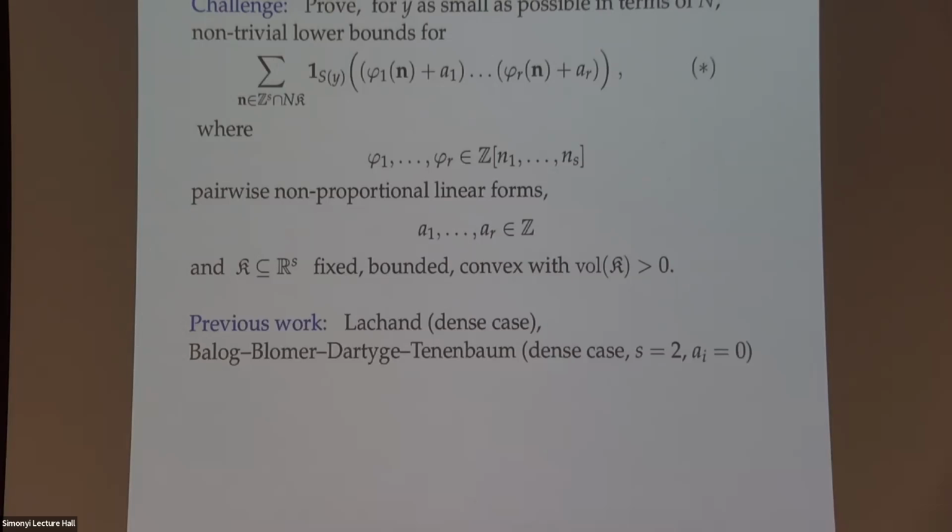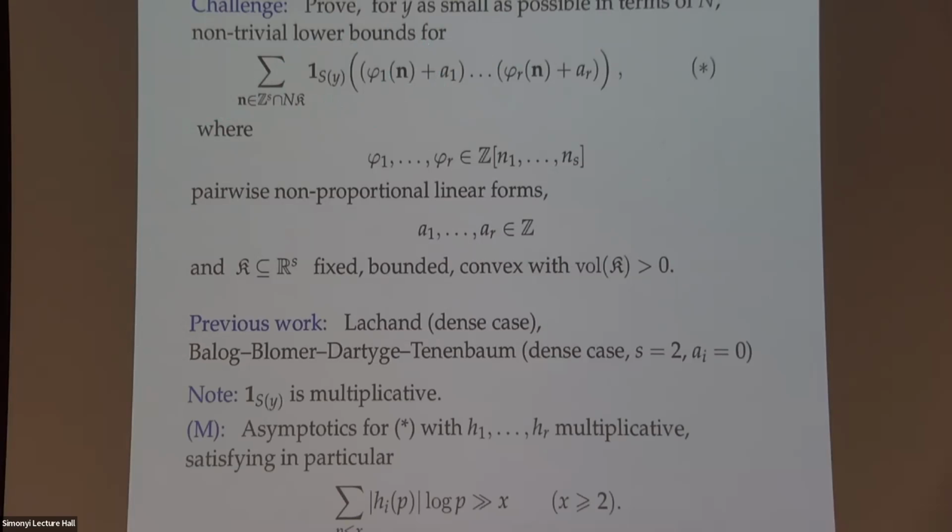And there is previous work in the case where this product here has just 3 factors, and to that work I will return in a bit. If you look at this question here, you may note that the characteristic function of y-smooth numbers is a multiplicative function. And a second reason for which I thought this question was interesting is that it's possible to asymptotically evaluate these expressions here when you replace the characteristic function of y-smooth numbers with a sequence of multiplicative functions h1 up to hr in quite some generality.